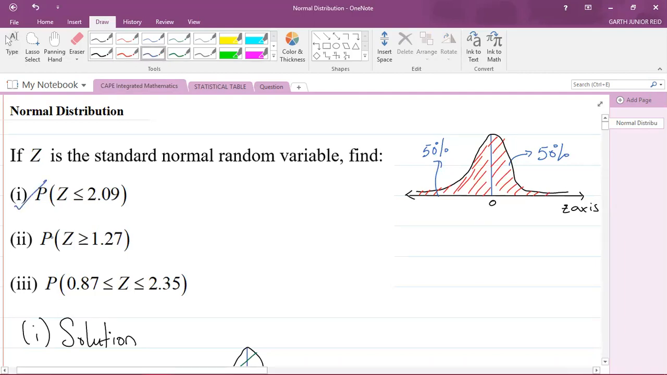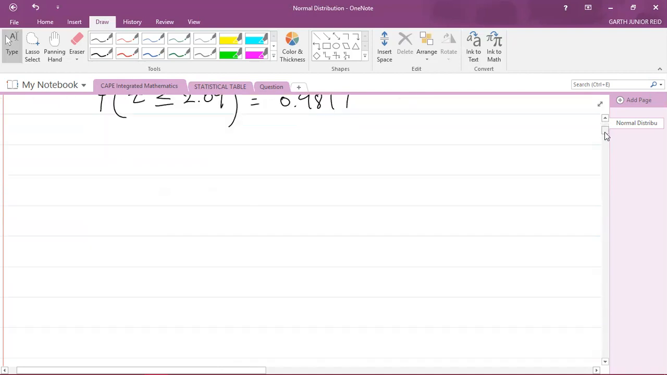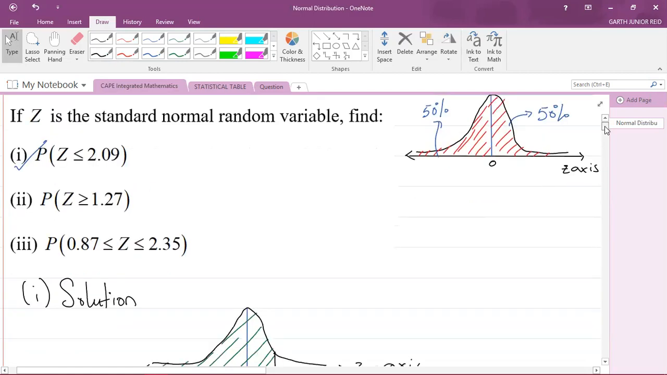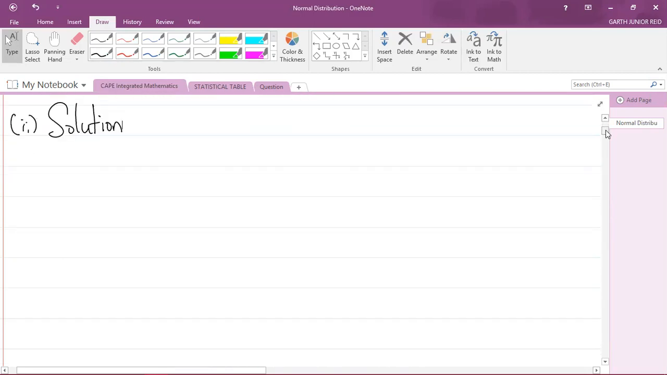Let us now do part 2 of the question. This time they want the probability of Z greater than or equal to a given Z value. So part 2, solution. I want the probability when Z is greater than or equal to 1.27. I'm going to also draw the diagram here so that you can see what we need. So let's draw the diagram here.